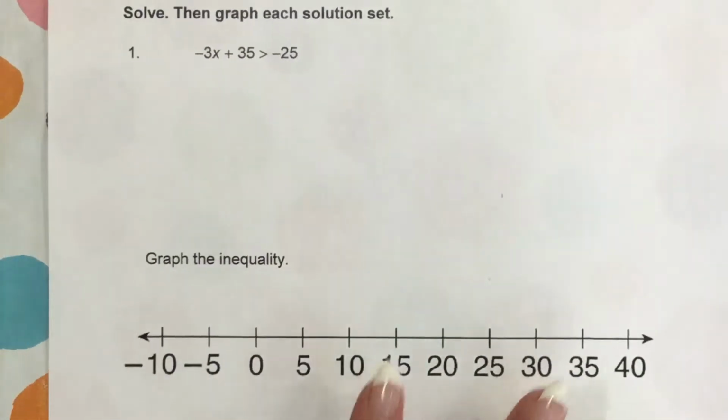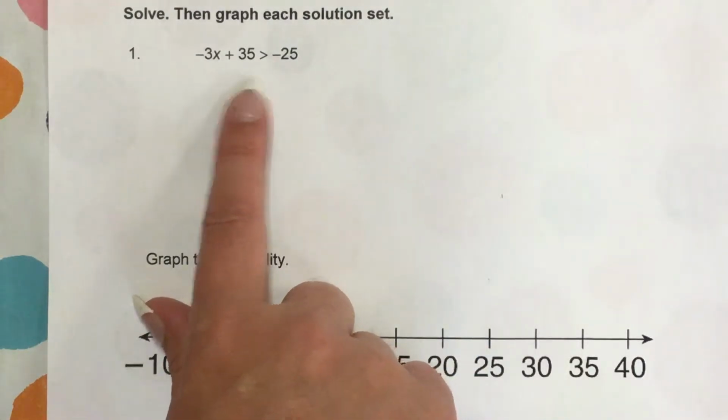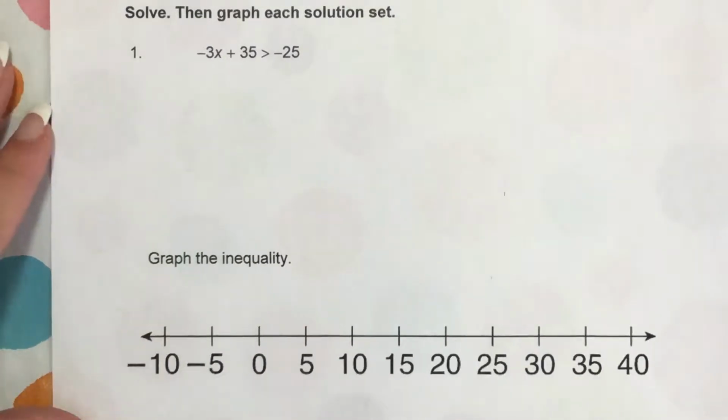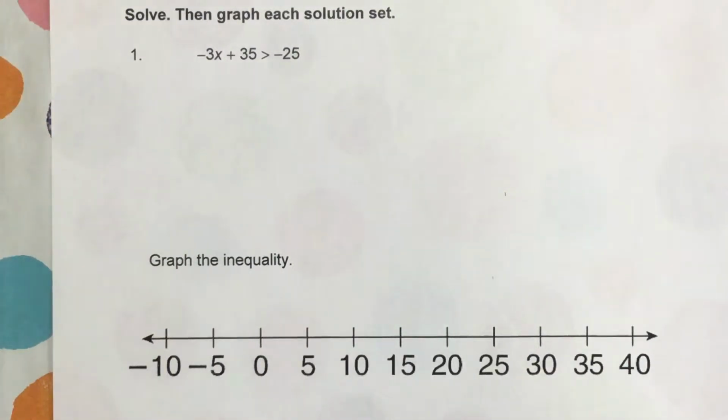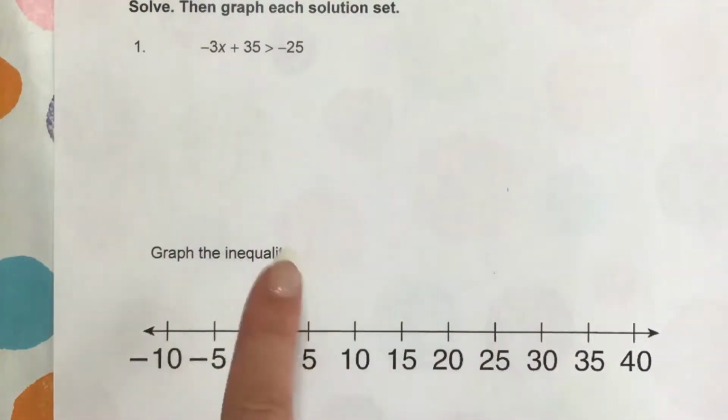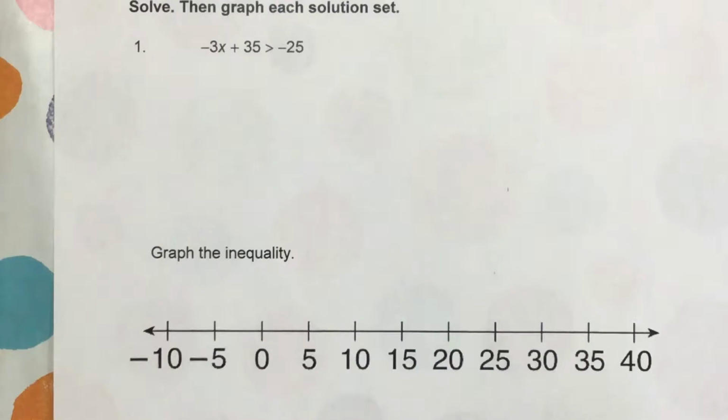So we're going to solve this problem right here. This is just a two-step inequality. It's going to be very similar to a two-step equation, except if we have to divide or multiply by a negative number, we have to flip that sign. And then after we do it, we're going to graph the inequality. Okay, so let's go for it.